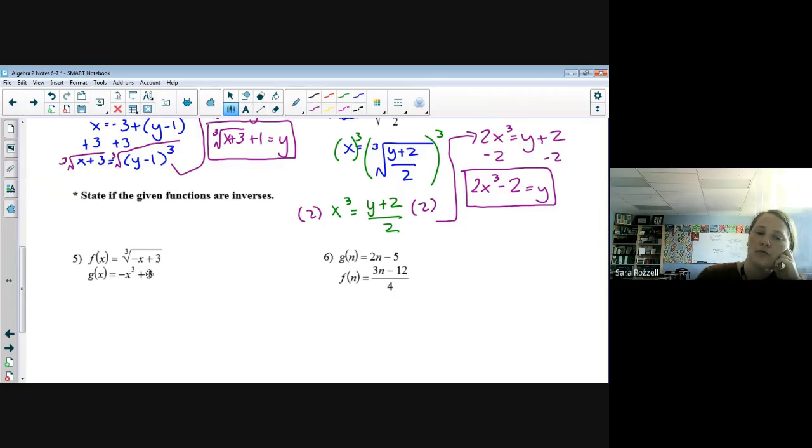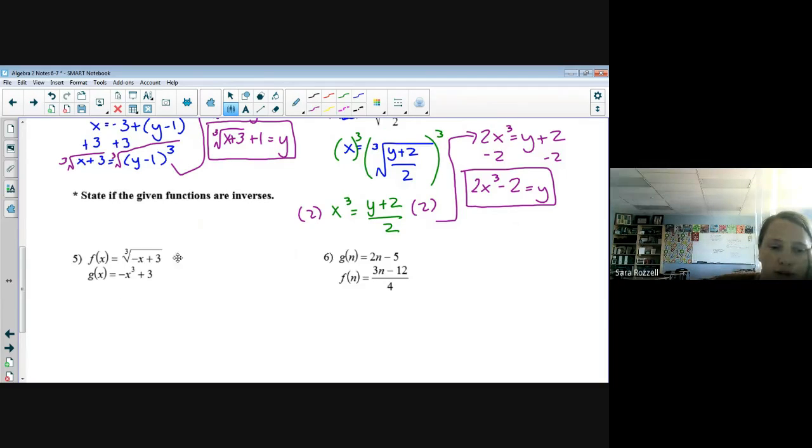So you could pick either one you want to do. Which one do you want to find the inverse of on number 5? F or G? Doesn't matter which one. Do you want to do the first one or the second one? Let's take a vote. If you want to do the first one and find the inverse, I got 1, 2, 3, 4. If you want to do the second one, 1, 2. All right, so the ones have it. We're going to do that one.